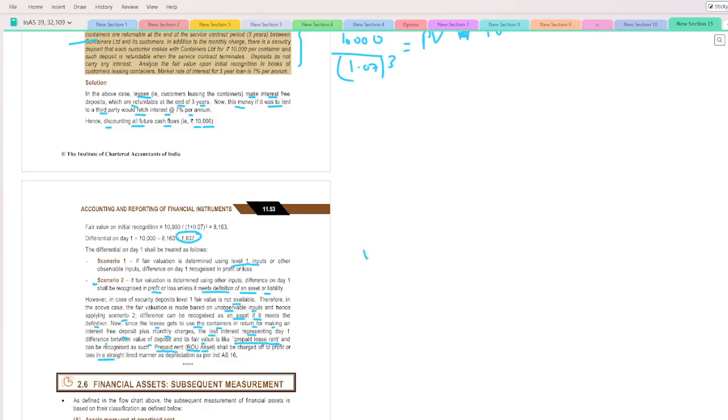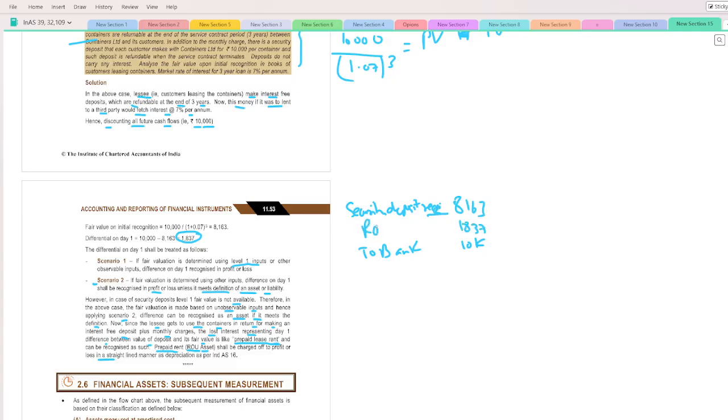So it will be to bank account 10K. Okay, the security deposit receivable. I'm writing the short form here, receivable. So it will be 8163, and the difference is 1837.